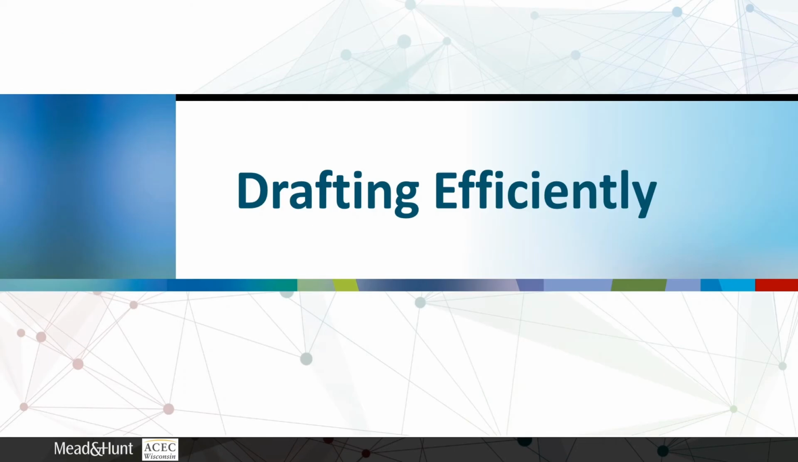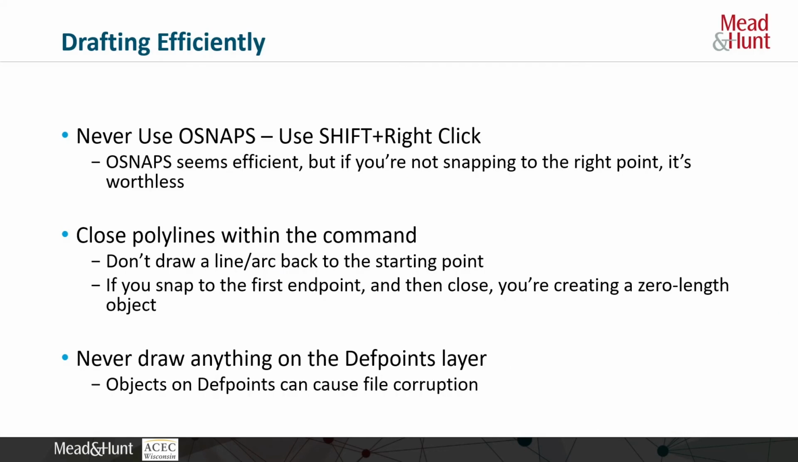Now let's talk about drafting efficiently. We all have our different ways of drafting. I'm going to show you what I've learned that's helped me draft more efficiently, faster, with less errors, and hopefully some of these tips can help you. First, never use O-snaps. I know we've all learned to draw with them on, but I promise you, if you turn them off and learn to use the shift right-click method, you will get much more efficient and much faster.